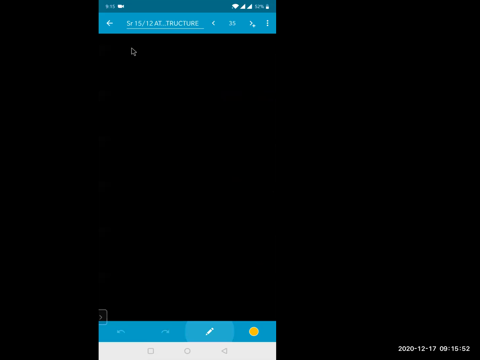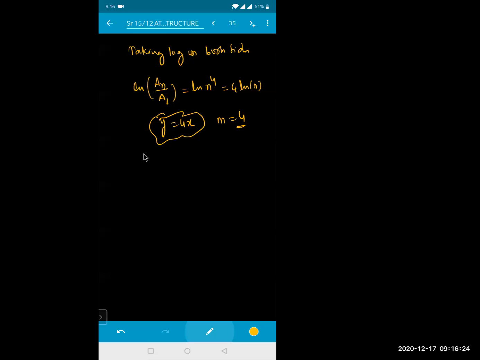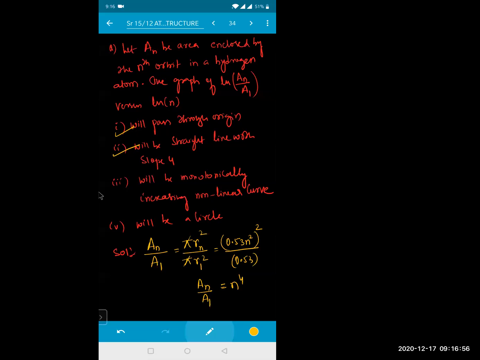So taking log on both sides, ln of An by A1 is equal to ln of n to the power of 4. This will become 4 into ln n. So what will be the slope? Y equals 4 into x, so the slope will be 4. The graph of ln of An divided by A1 versus ln of n will be a straight line with a slope of 4. It will pass through the origin and be a straight line with a slope of 4.